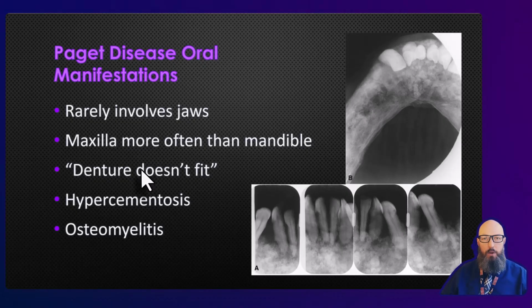And then just like with the patient whose hat doesn't fit because his skull bone is growing in volume, the alveolar bone sometimes grows in volume. And so if they have dentures that fit previously, but then they seem like they're small because that bone is just growing, this is your classic manifestation of Paget disease. It's also associated with hypercementosis. They are more prone to osteomyelitis.